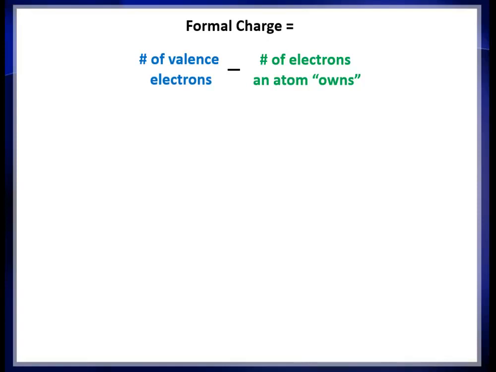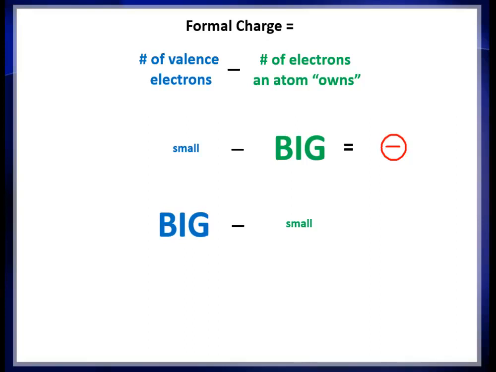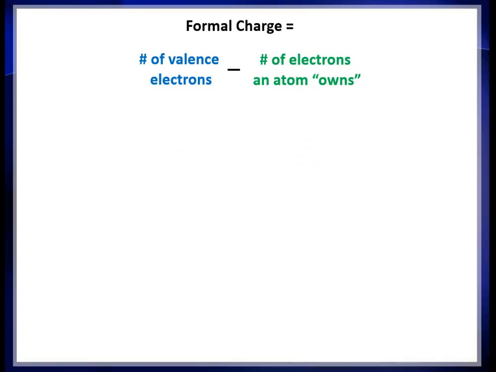To calculate formal charge, we begin with one atom at a time in a Lewis dot structure. For each atom, we compare the number of electrons owned by that atom in the Lewis dot structure to the number of valence electrons that atom would possess in its neutral, isolated form, not bonded to anything else. If the atom owns more electrons in the Lewis dot structure compared to valence electrons in the isolated atom, we say the formal charge is negative. On the other hand, if the atom owns fewer electrons in the Lewis dot structure than valence electrons, the formal charge would be positive. Let's look at a few examples of this in practice, starting with water.